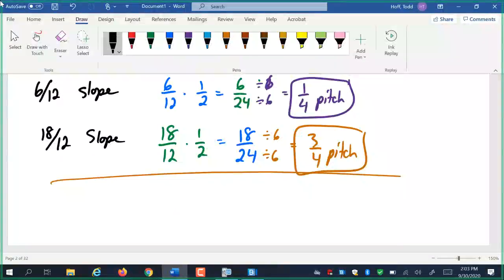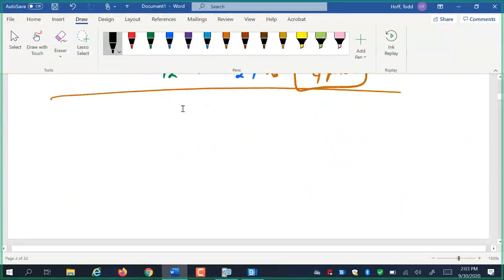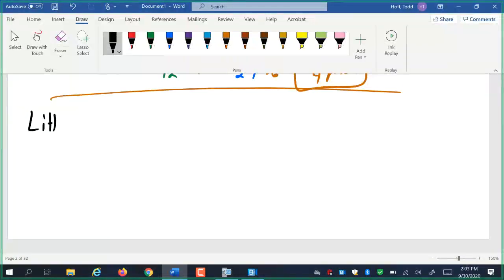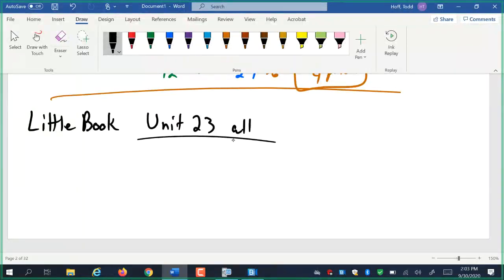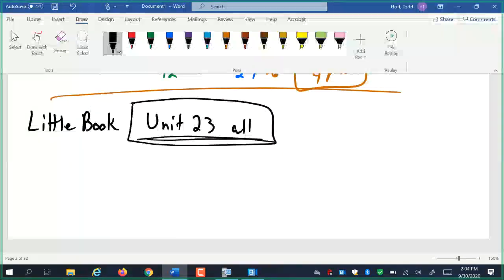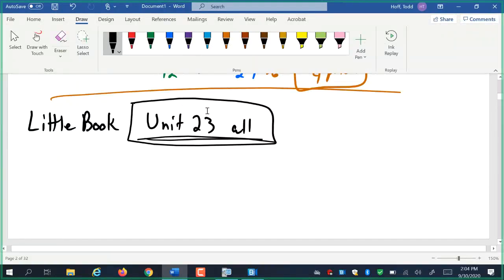Okay, so what I want you to do then is in your little book, Unit 23, I want you to do all of them, not just the odds here. There's only 8 problems in that whole section. I'll let you guys have our last 15 minutes to do those. We'll be on the network here if you have any questions.